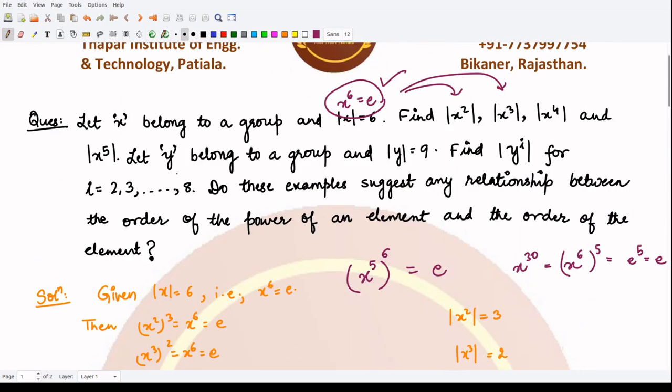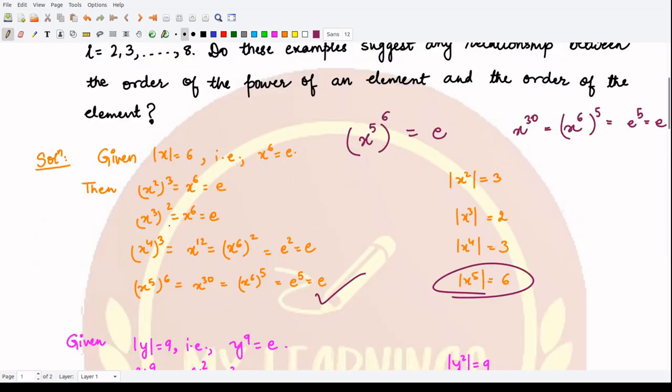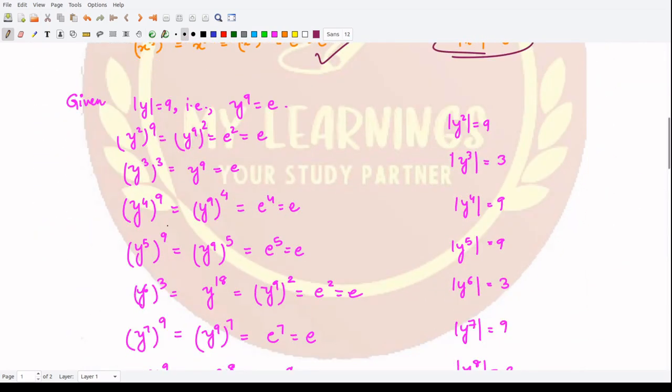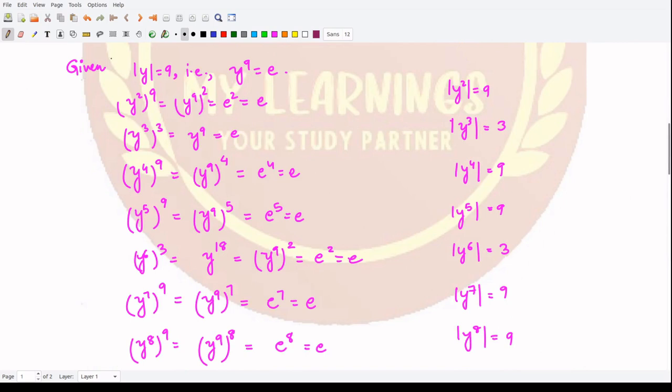In the next part, they are saying if you have y, another element of the group, and the order of y is given to be 9, then you have to calculate the order of all the powers of y, starting from 2 and going up to 8. Correct. So we are given that the order of y is 9, so that means y raised to power 9 is e. This is given to us.